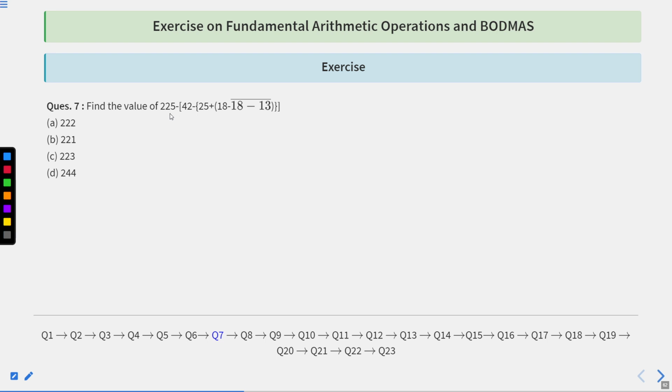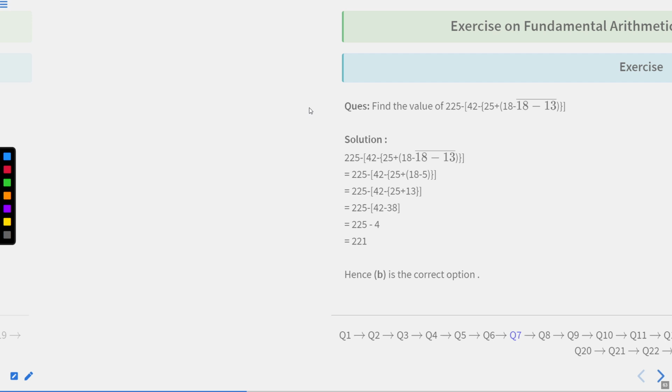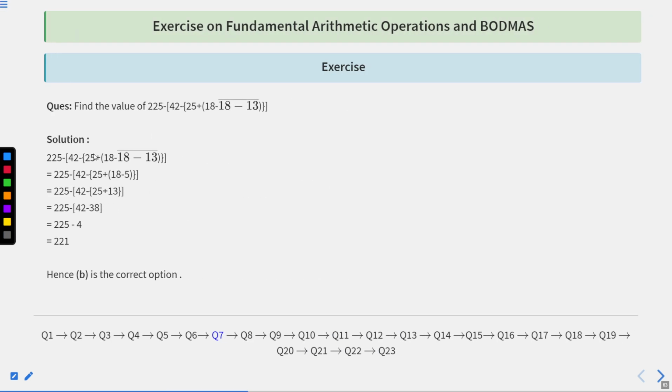Find the value of 225 minus 42 minus 25 plus 18 minus 18 minus 13 bar. So we can solve it, and we will have 225 minus 42 minus 25 plus 18 minus 5. Okay. So 225 minus 42 minus 25 plus 13. So first of all, we are solving the brackets. That means from inside out. We are starting from inside and moving to outside. So it will be 225 minus 42 minus 38. That is equal to 225 minus 4, which is 221. So the correct option here is option number B.